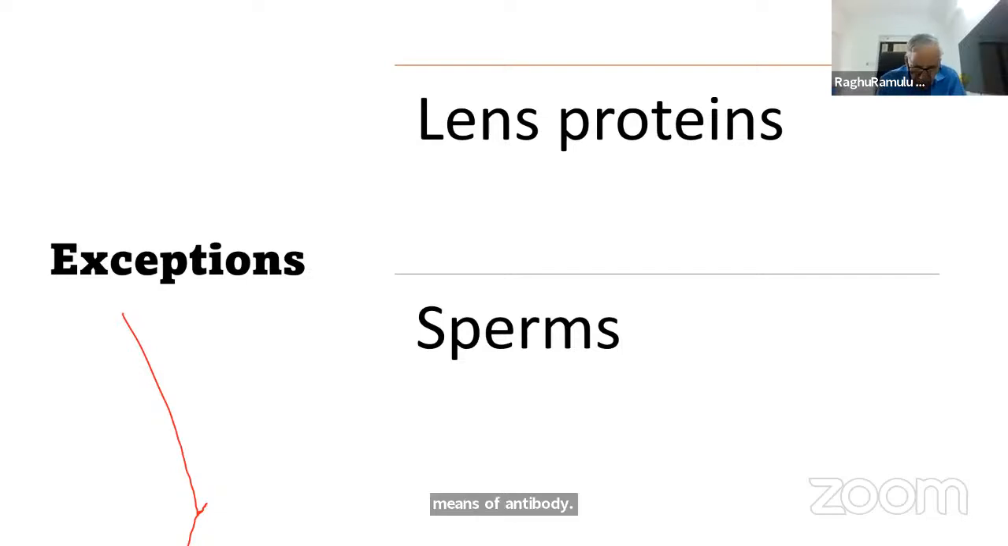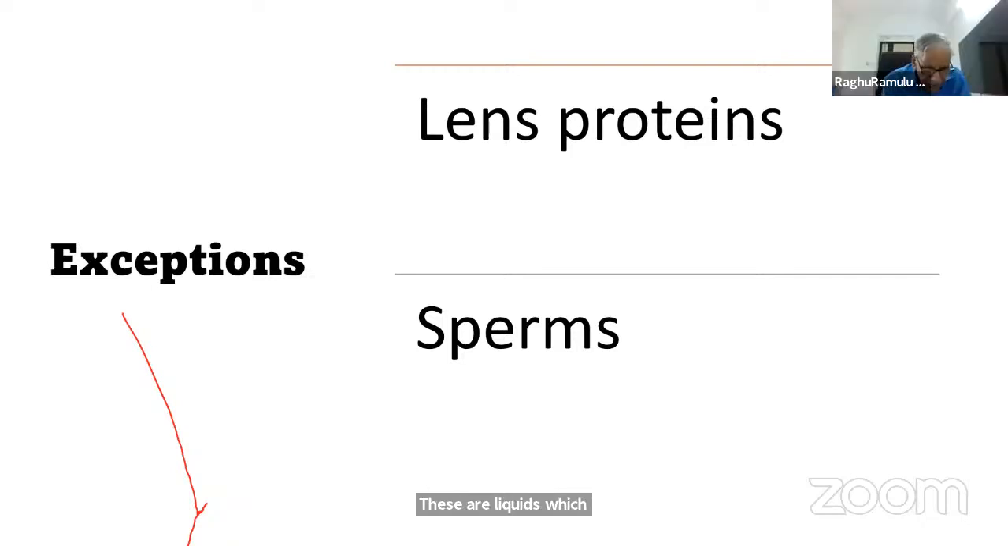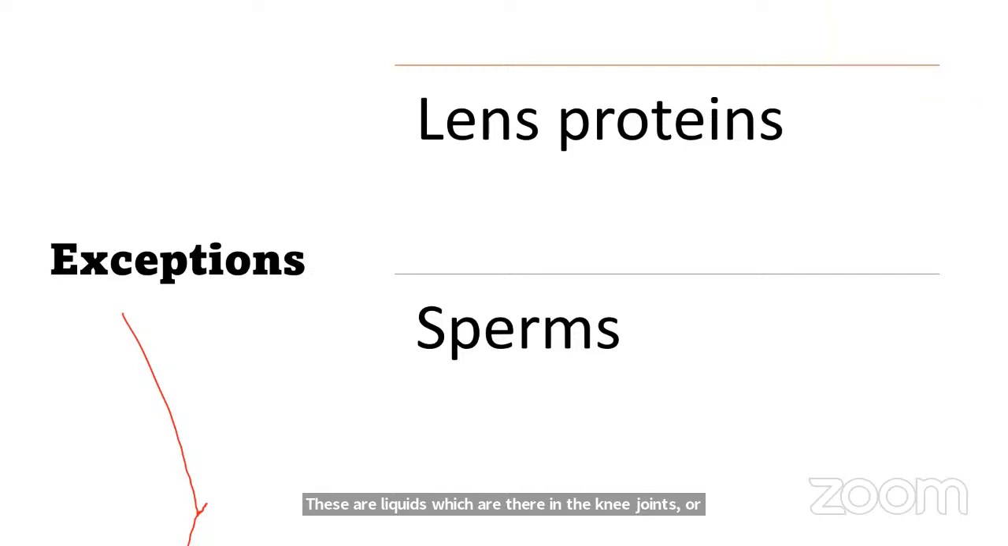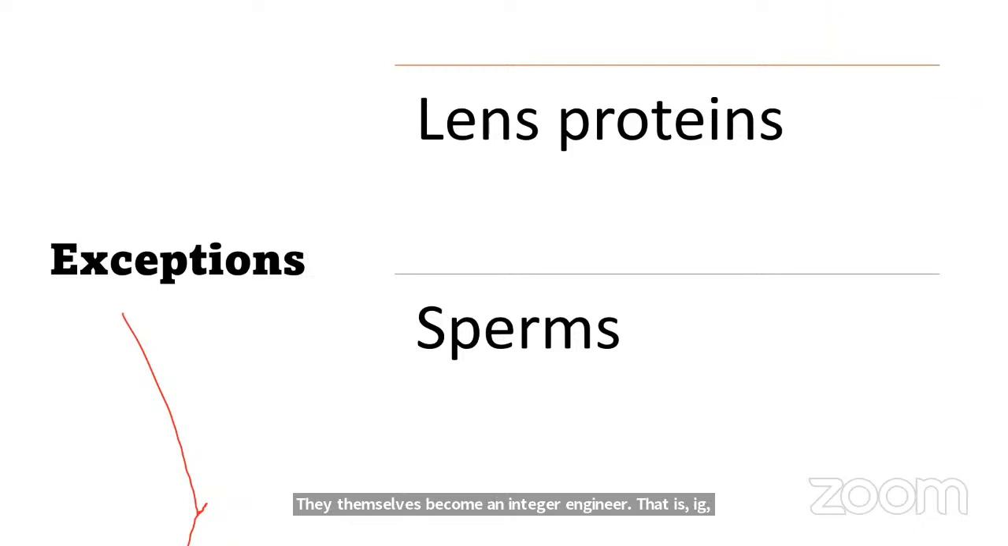Why in the knee area? There is a fluid in the knee joints. This fluid results in the accumulation of AG-AB complexes, and these complexes result in the formation of autoantigens. They themselves become an antigen. That is, AG-AB complexes themselves become autoantigens, as a result of which autoimmune disorders occur.